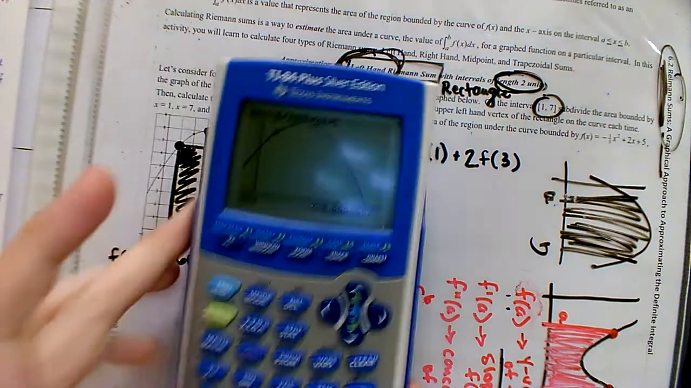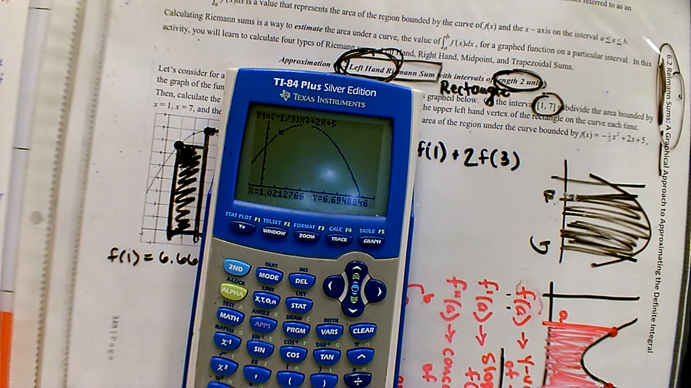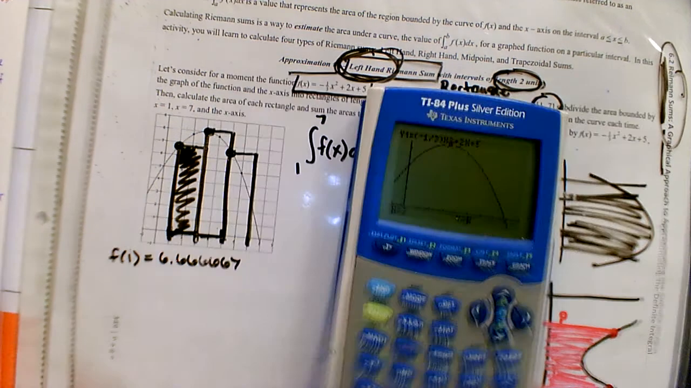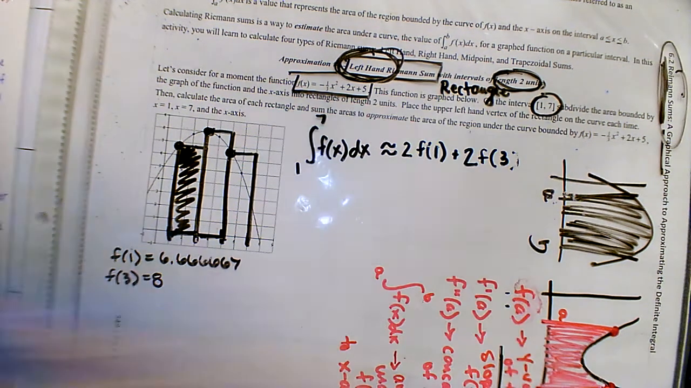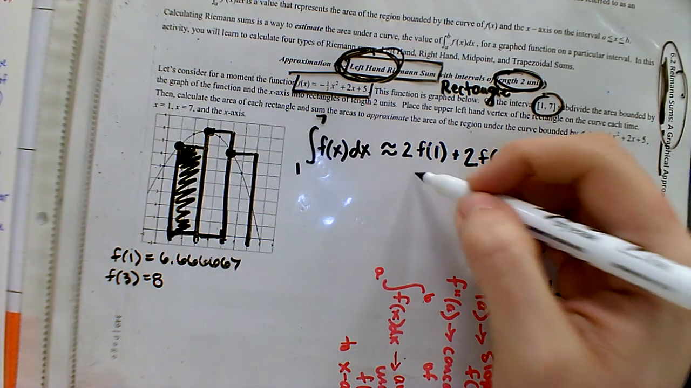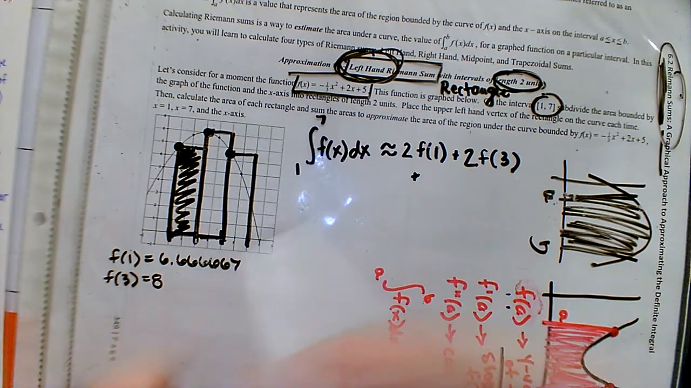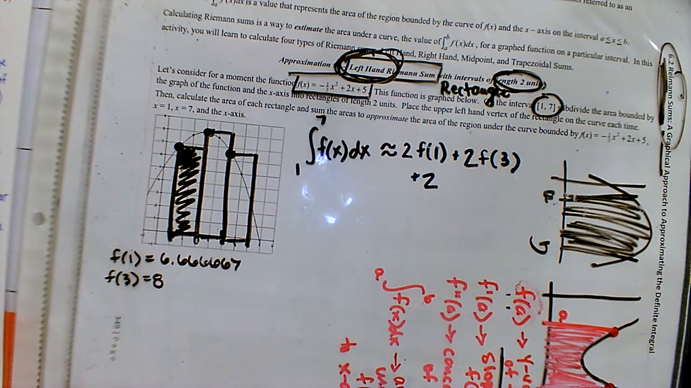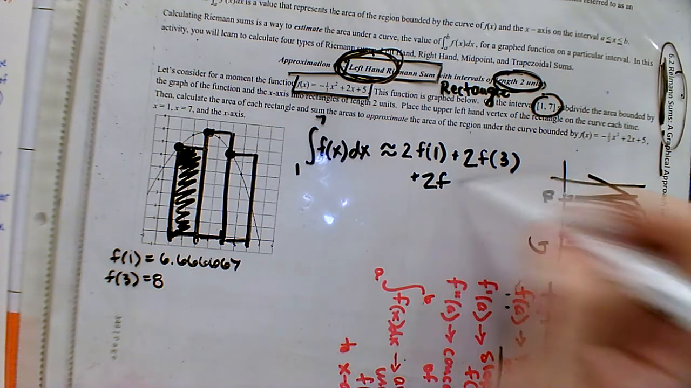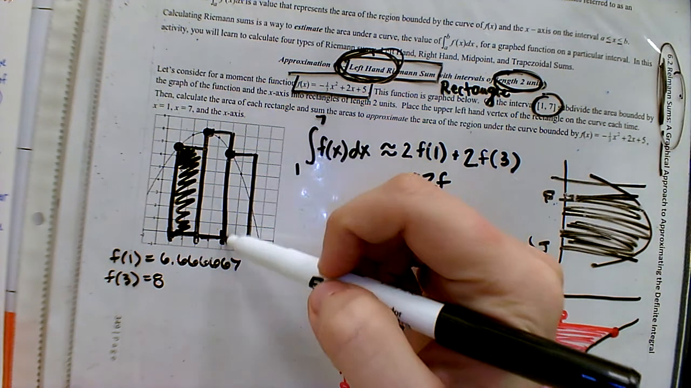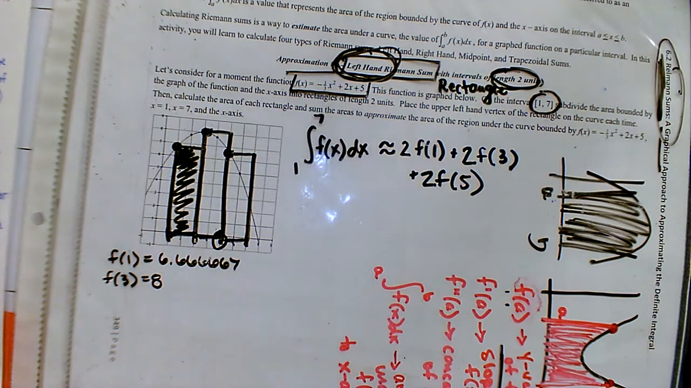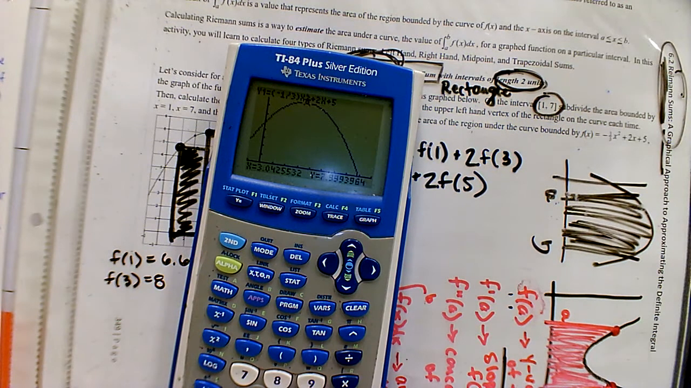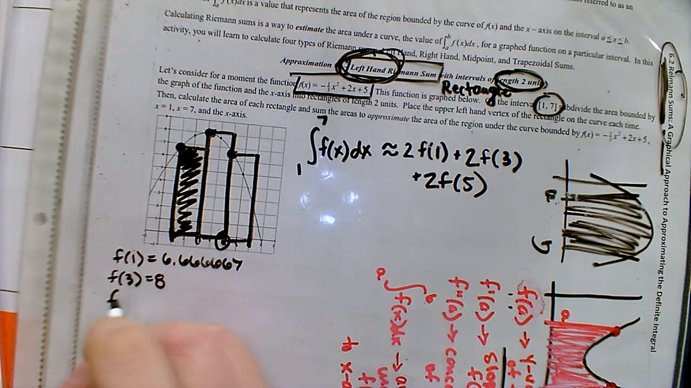Okay, so let's go ahead on here, we'll hit trace and then the number 3. Looks like we'll get 8. All right, and then we'll add the last rectangle, again, base of 2. The height is going to come from the left endpoint that we drew, and that had an x value of 5. All right, so on our calculator, trace 5, we'll get another 6.66666.